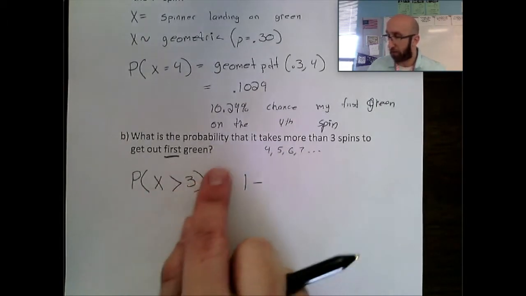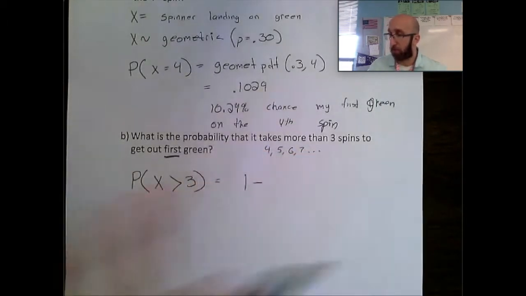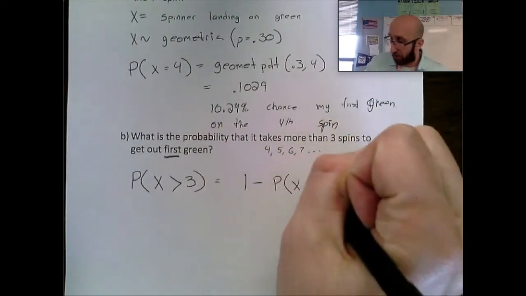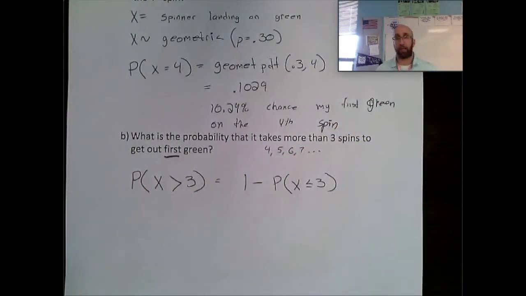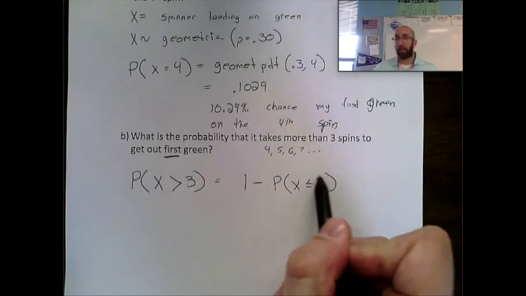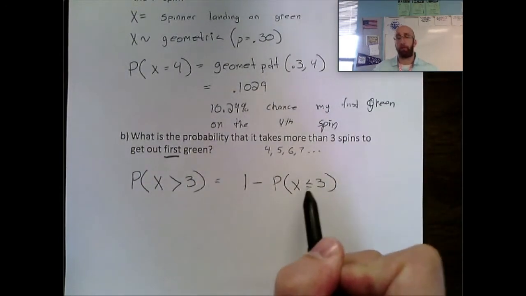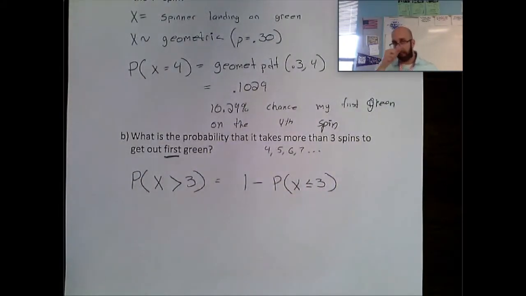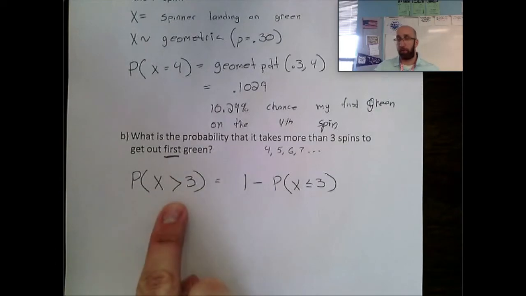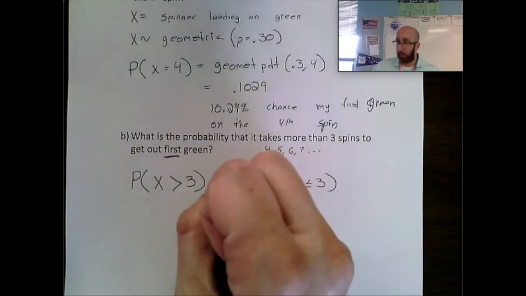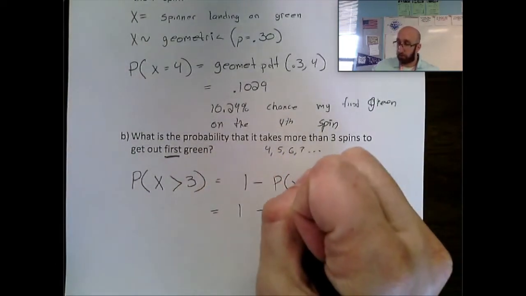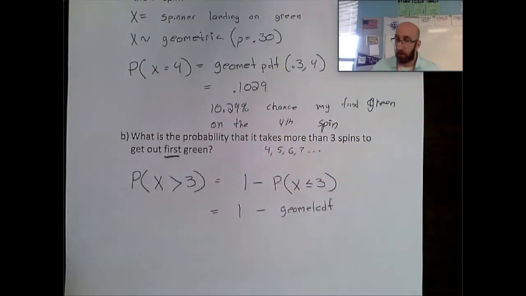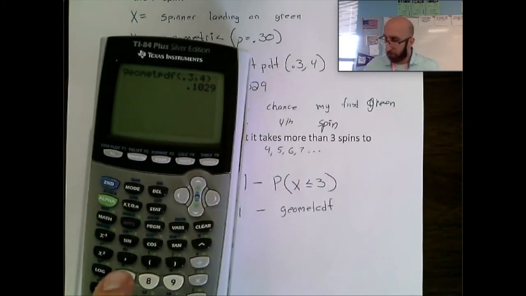The opposite of asking what's the probability that my first green happens in more than 3 spins is what's the probability that my first green happens in 3 or less. Okay, this is something I can calculate with a CDF because it will count down from 3 for me. And I'll find this answer, subtract it from 1, and what's left should give me the probability that x is greater than 3. Okay, x is greater than 3. So I'm going to do a geometric CDF. Let's take a look at this in the calculator.